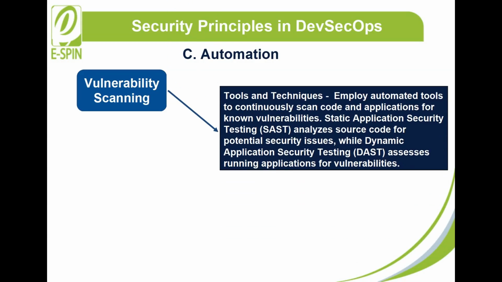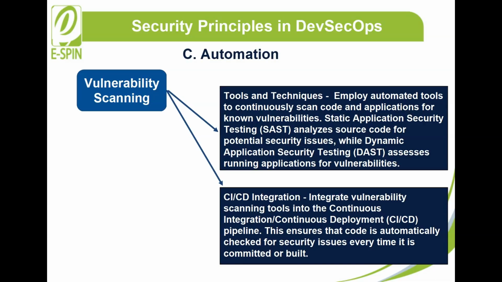Tools and techniques: employ automated tools to continuously scan code and applications for known vulnerabilities. Static application security testing analyzes source code for potential security issues, while dynamic application security testing assesses running applications for vulnerabilities. CI/CD integration: integrate vulnerability scanning tools into the continuous integration and continuous deployment, CI/CD, pipeline. This ensures code is automatically checked for security issues every time it is committed or built.